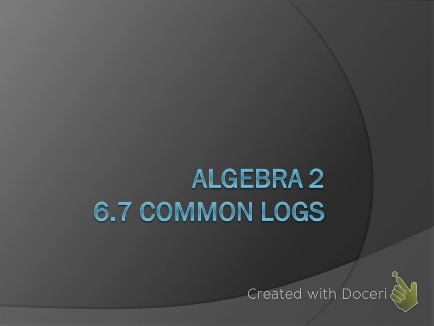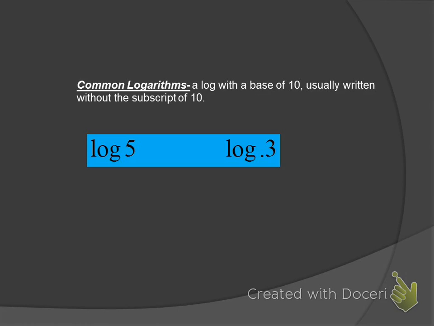6.7 common logs. Here we go. Now, a common log is a log with a base of 10. So it gets a special name. Why do you think the base 10 log gets a special name? Anybody want to take a guess?